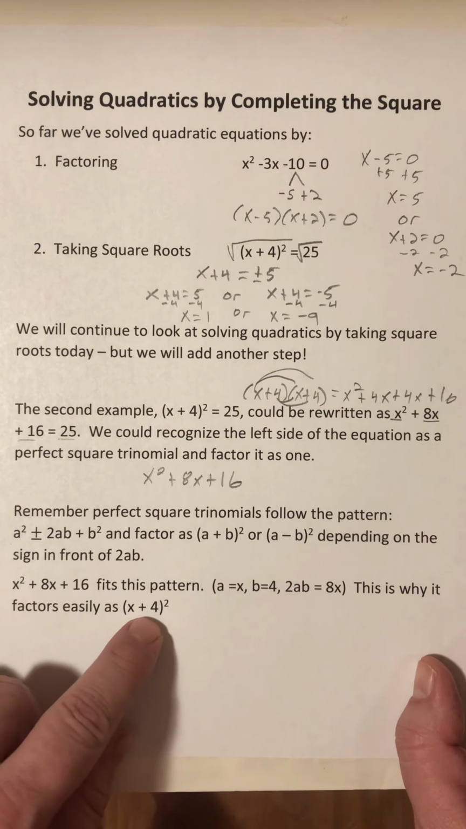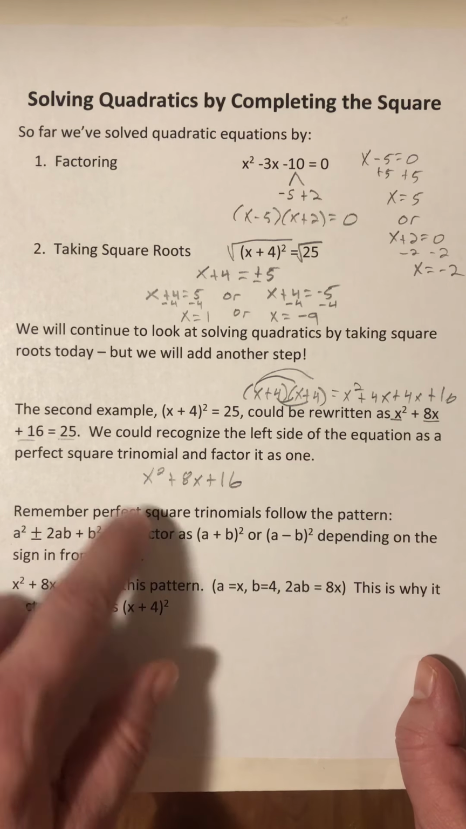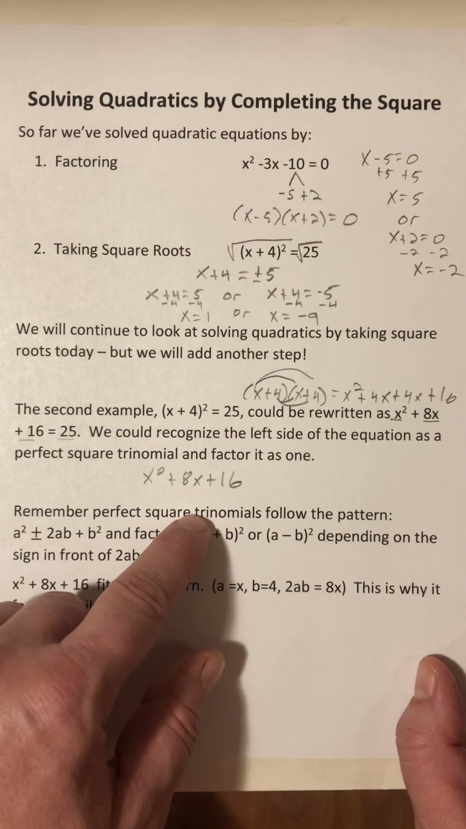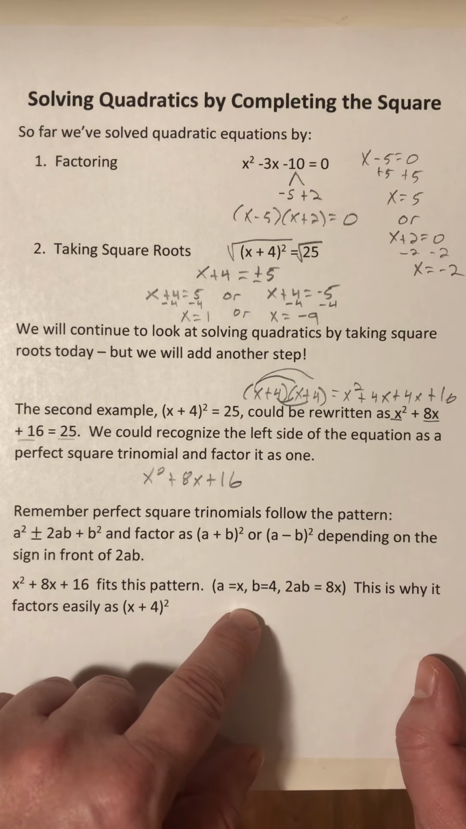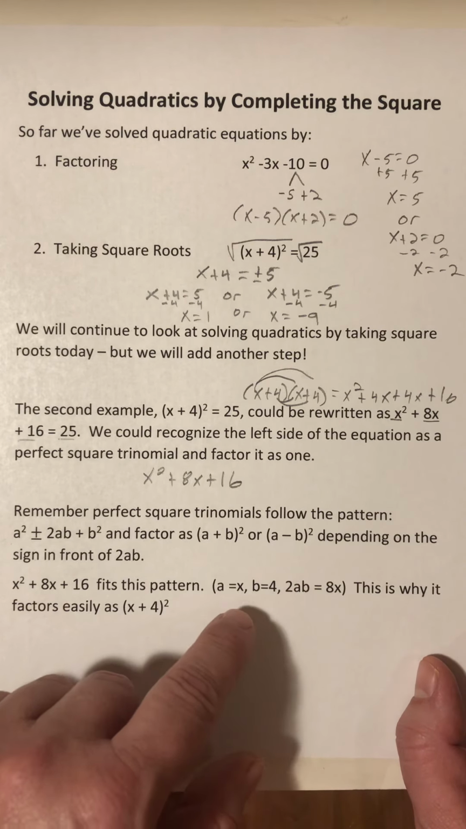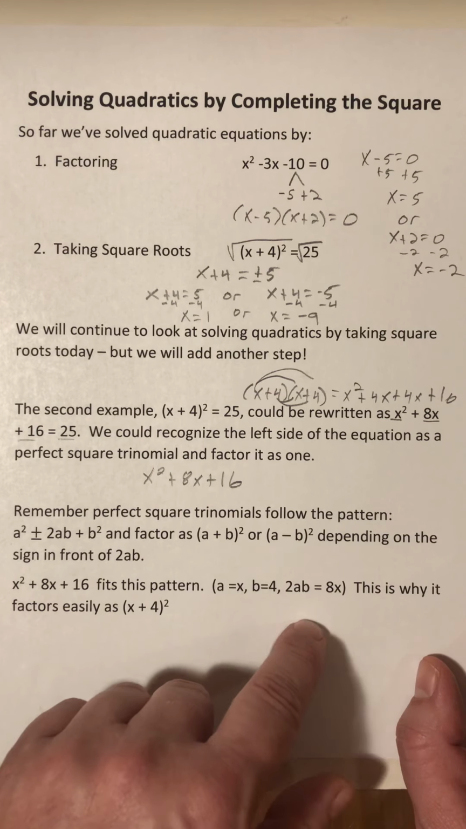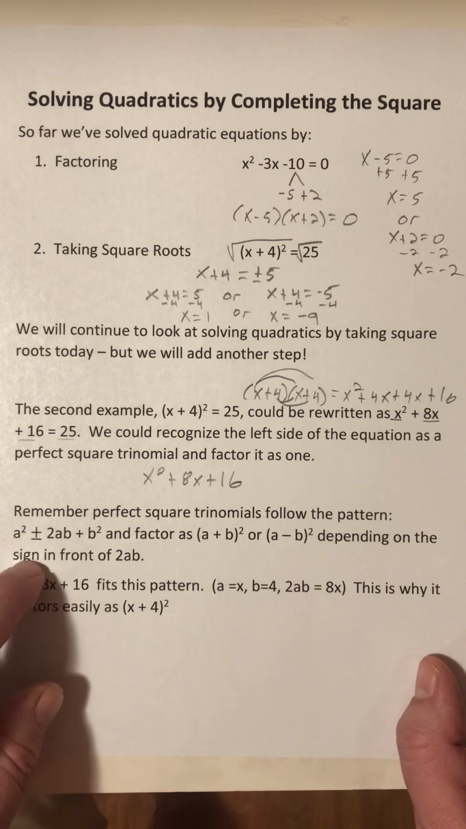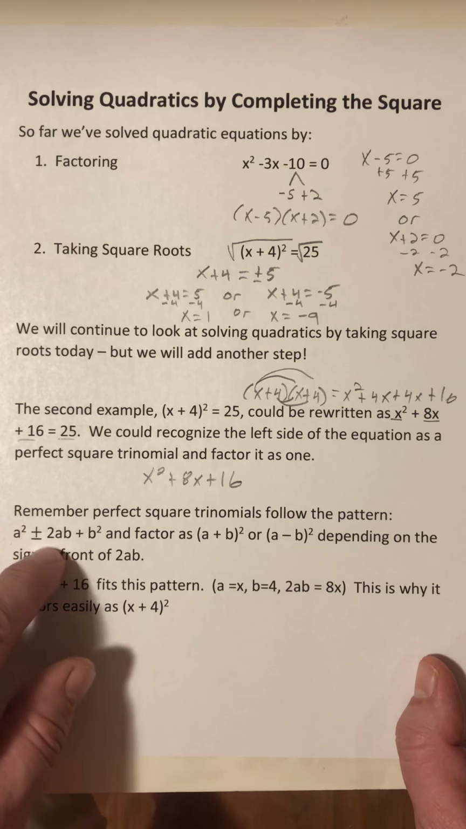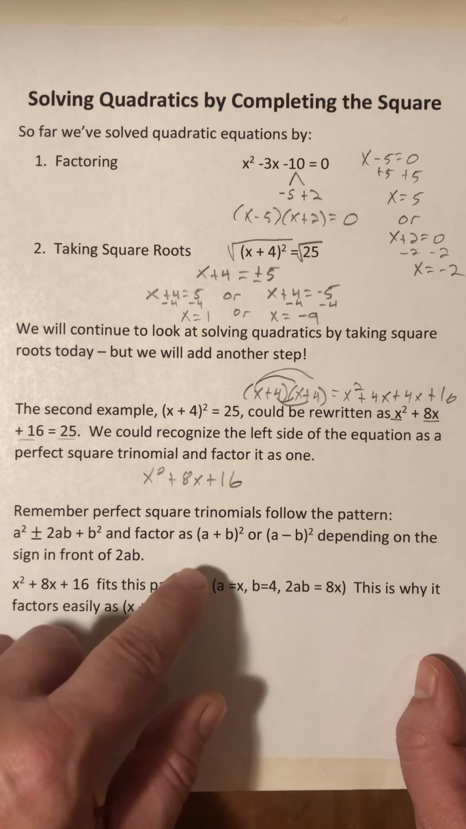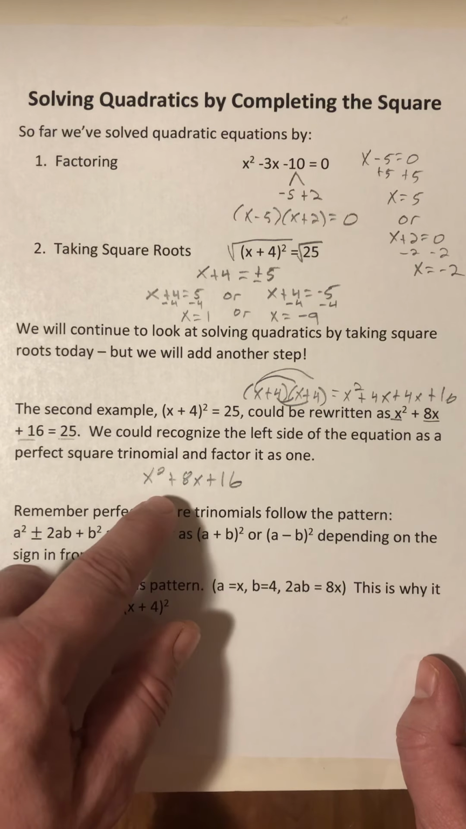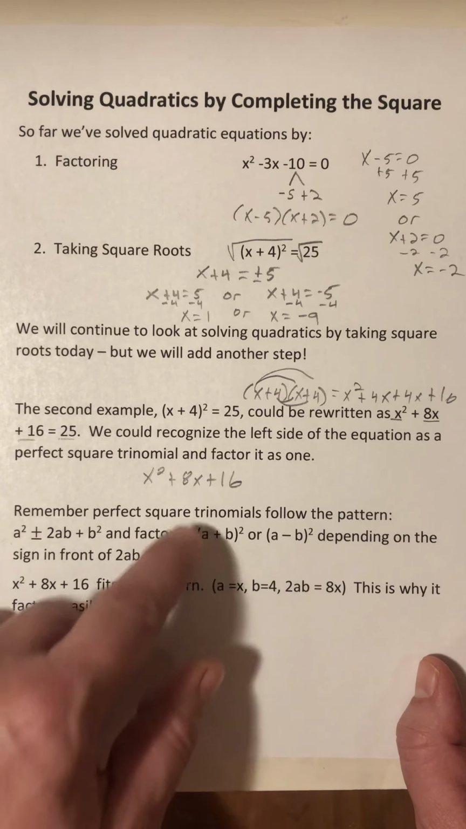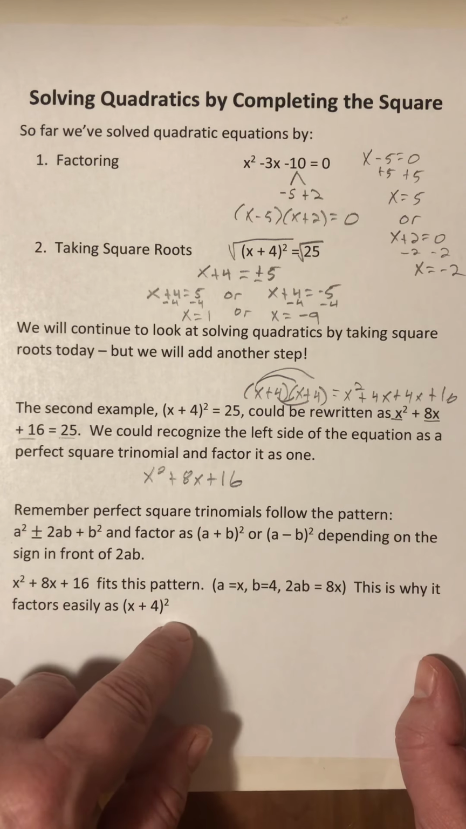Your a term, if a squared is x squared, then your a term is x. If b squared is 16, then your b term is 4. It'd be the square root of that. Twice 4x is going to be 8x. So 2ab is 8x. So it does fit that pattern, a squared plus 2ab plus b squared. And it's going to factor as a plus b squared. So remember, your a term is x. So it factors as x plus your b term, which is 4, squared.